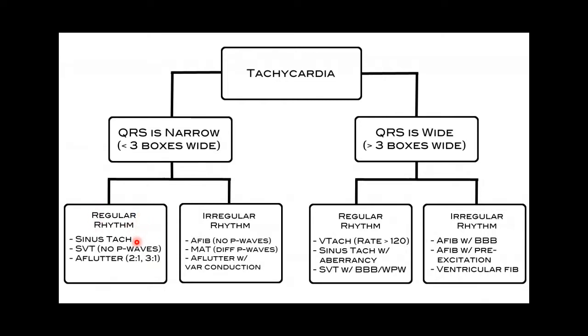Sinus tachycardia will be a heart rate more than 90, and a P wave that is upright in 2, 3 and AVF, and 1 P for every QRS complex. Alright, next we have your supraventricular tachycardias, and lastly your atrial flutter.